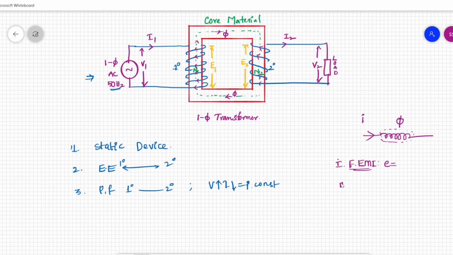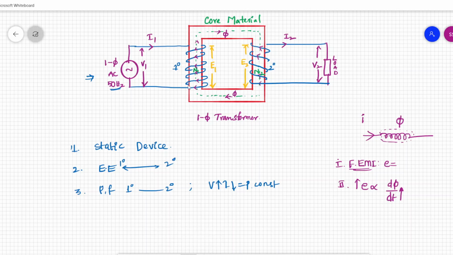Faraday's second law says the induced EMF is proportional to the rate of change of flux linkage. How much the flux is changing in a coil is proportional to the EMF induced across the coil. The more the rate of change of flux, the more will be the EMF induced in the coil. Combining these two laws, we can obtain the EMF equation of a transformer, which we are going to see later. So till now we have a flux induced in the primary.